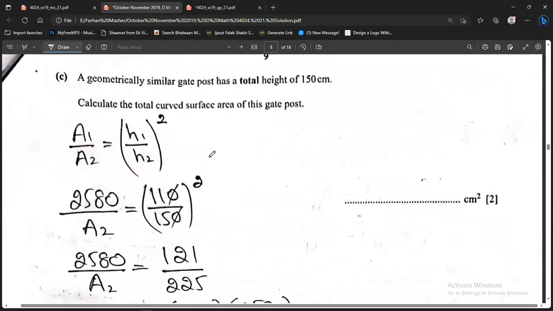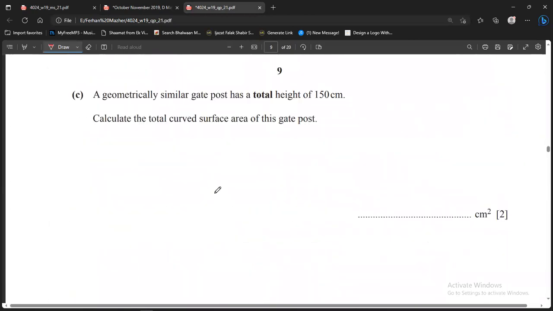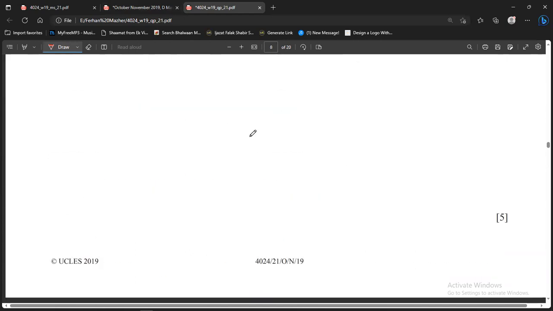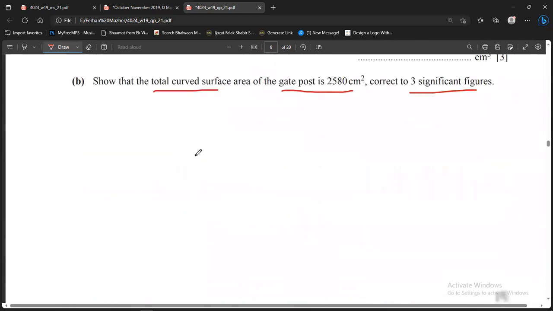Then we have the next part. He says a geometrically similar gate post has a height of 150 centimeter. The height of this post, you can see this post, this is how much? It is 110. And there is another similar post whose height is 150.